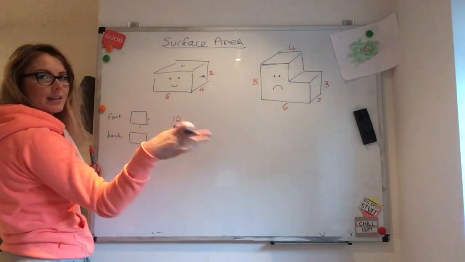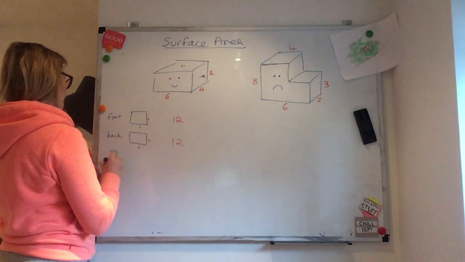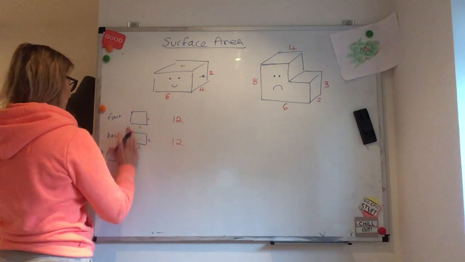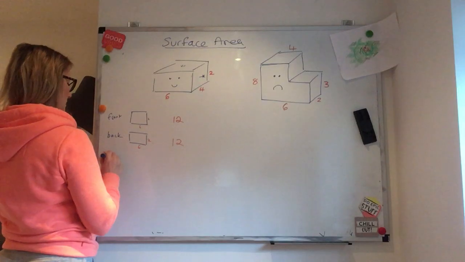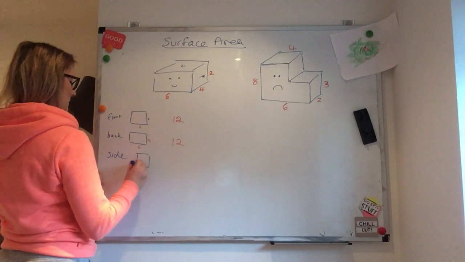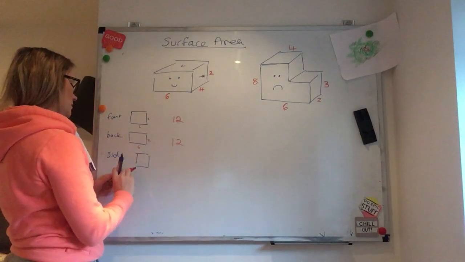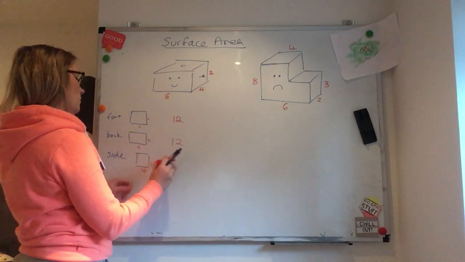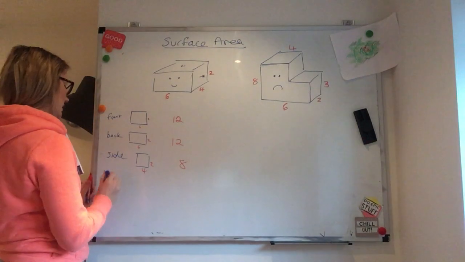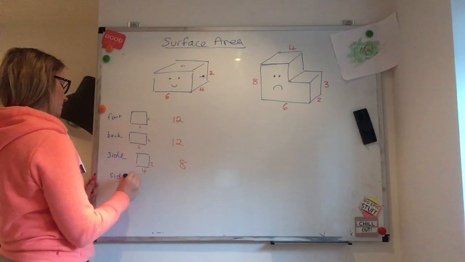I've got this side with his little arm on. Side. So that's 4 by 2, which gives us 8, and then he's also got another side.